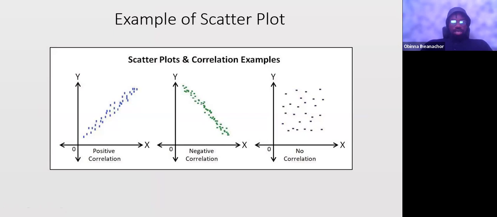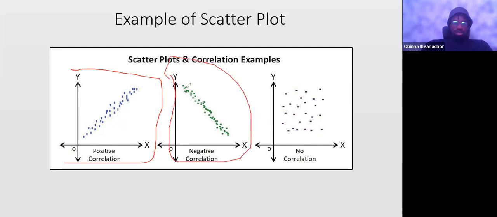correlation. And this will help you to interpret scatter plots. So if you look at the first chart here, you see that the points slope right to left. They're showing you positive correlation. The second chart here, these green dots here, they slope from left to right. That's negative correlation.